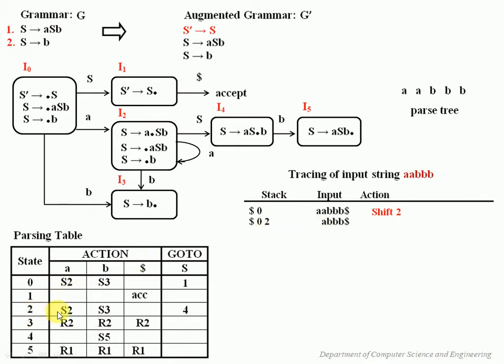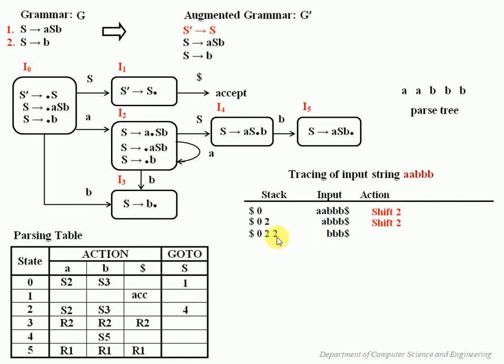So 2 on A, it is again a shift operation to state 2. So that is mentioned here, shift 2. So shift 2 means again 2 has to be once again pushed, and you have to advance the input symbol. So that is 0, 2.